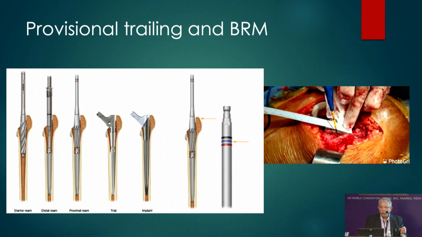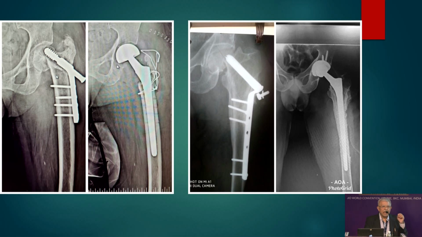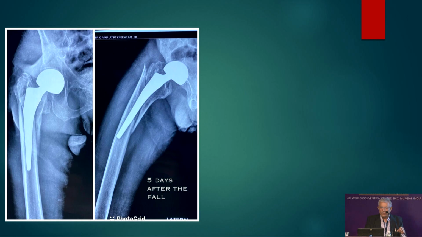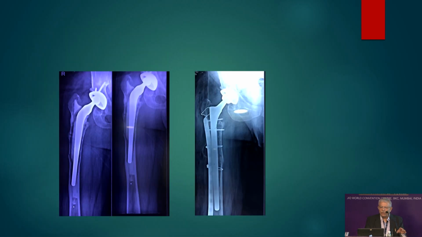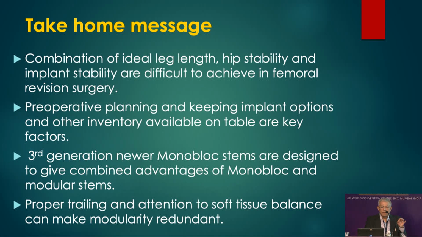So important is a bone RM, BRM. You have to mark that level, and on the basis of that, you can decide your soft tissue balancing and use the same things. As we all know that these monoblock stems are useful in a wide range of conditions, in fracture, periprosthetic, loosening, infection, implant failure, all of these conditions where you can use this. And the last slide is that combination of ideal leg length, hip stability and implant stability. You want all. You don't want subsidence, you want the balance of the soft tissue.